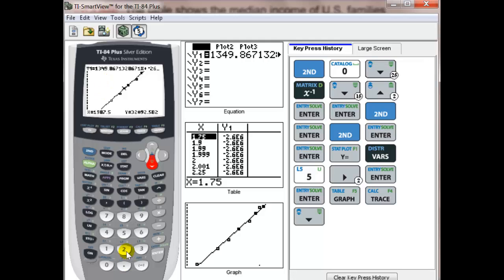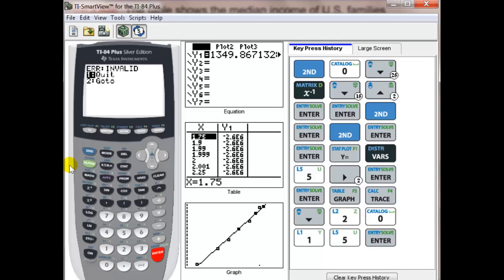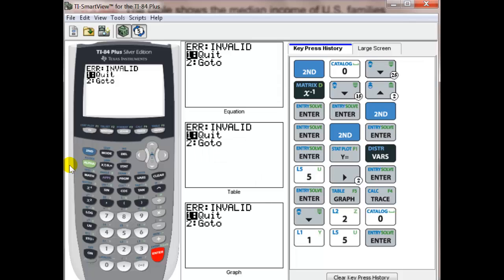So I go 2015 and I press enter. Oh no, I got an error. I kind of rigged it so I was going to get an error, but I didn't realize I was going to get that error. The reason we got this error, and I got error in everything, is because our window isn't big enough.